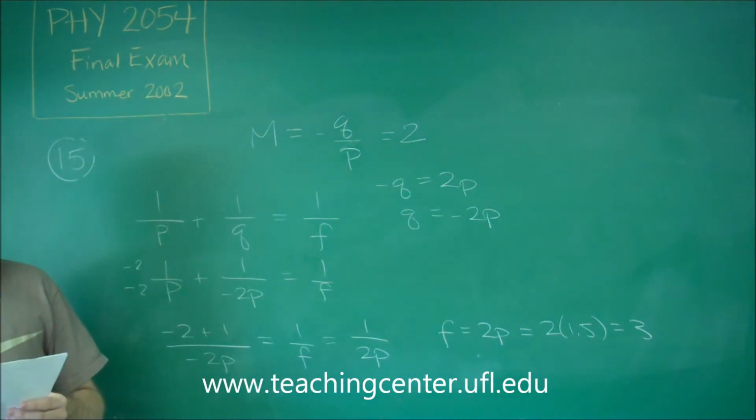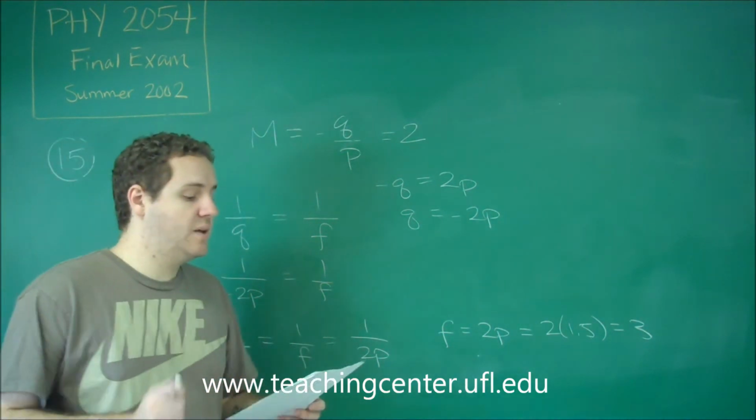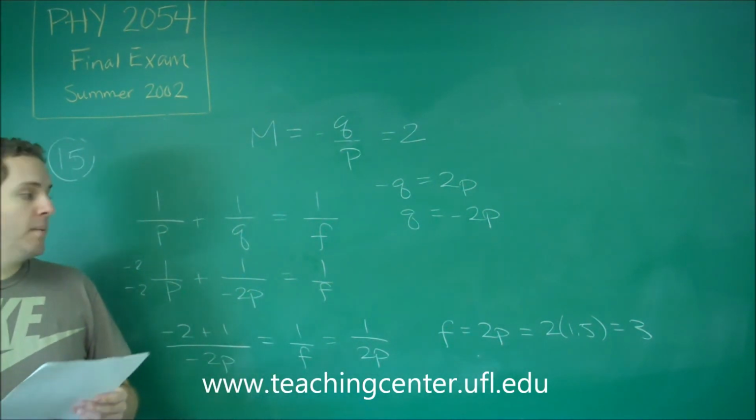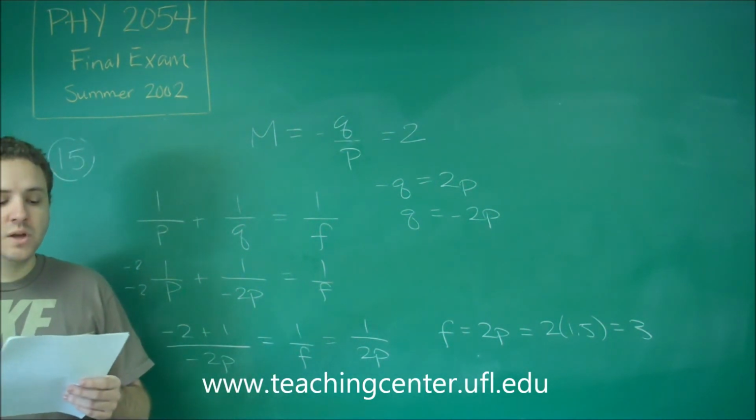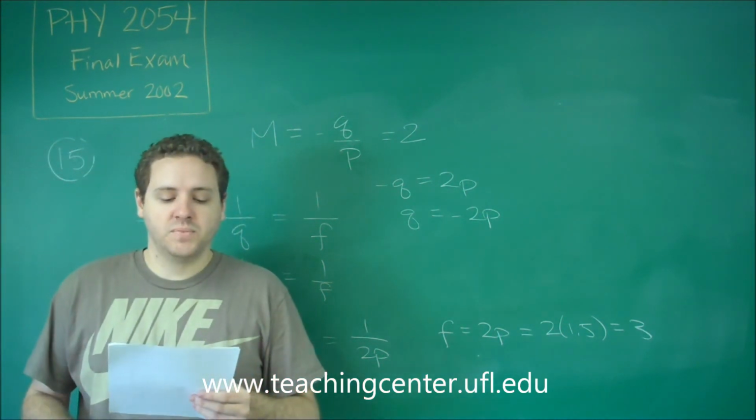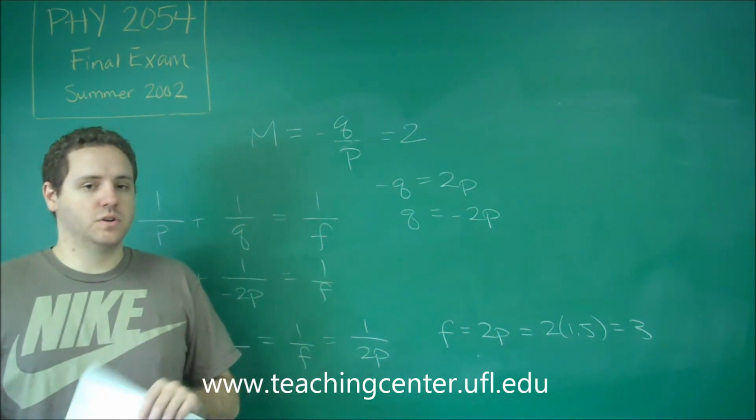So our focal length was plus 3, and we determined at the beginning of the problem that our image was virtual. So that gives us answer choice 1 here. 3 focal length, virtual image.